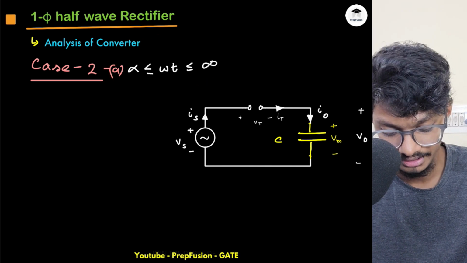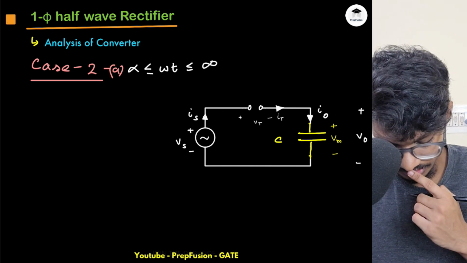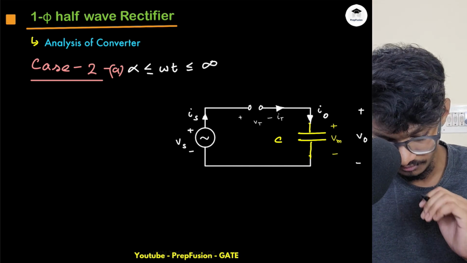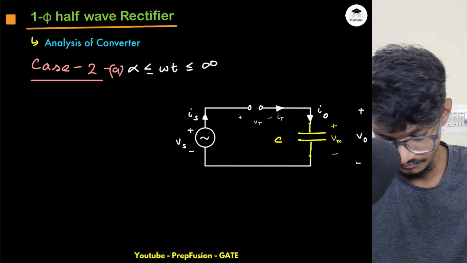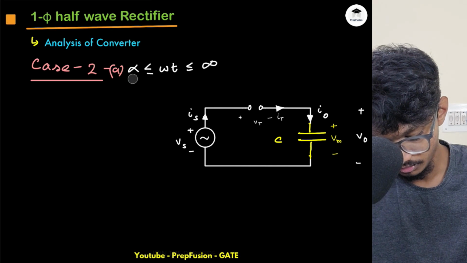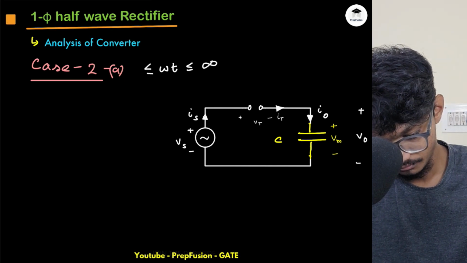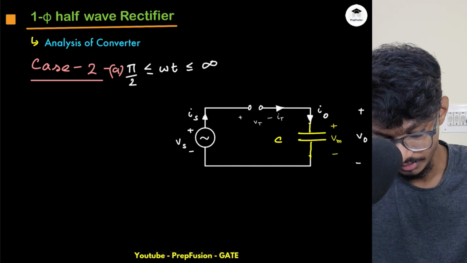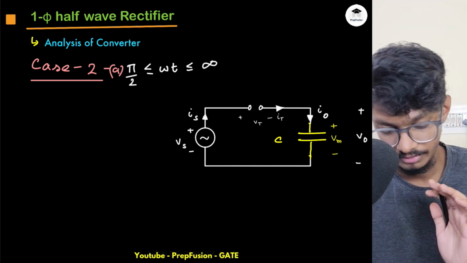Am I doing anything wrong? No, not from alpha to infinity. This should be from pi by 2 to infinity, not alpha to infinity. Sorry, pi by 2. So at pi by 2, what will happen?